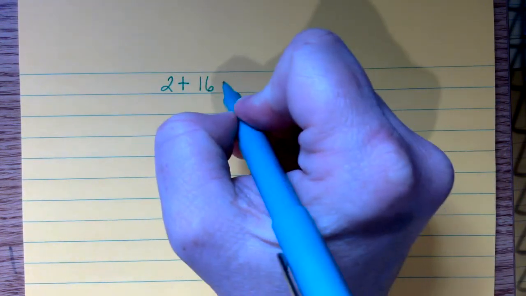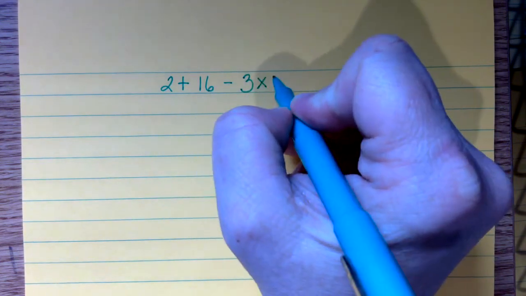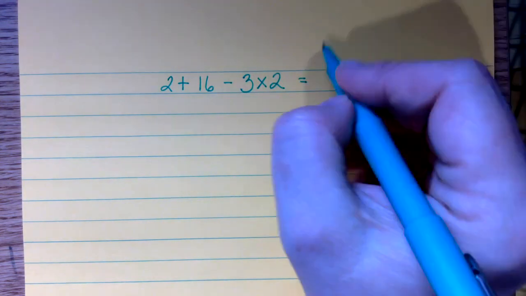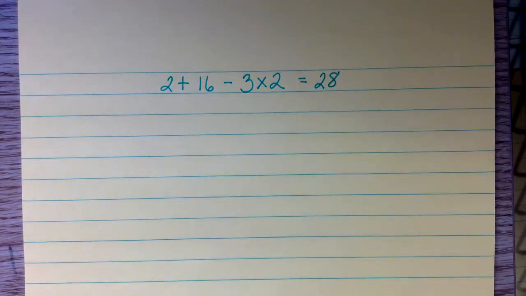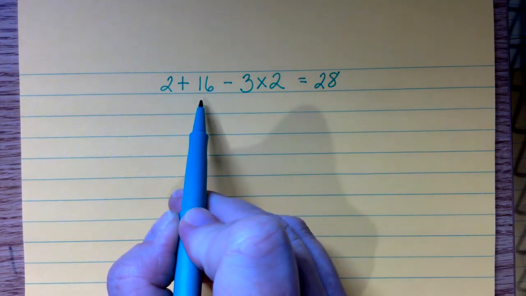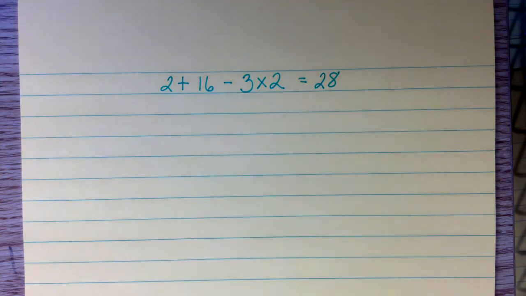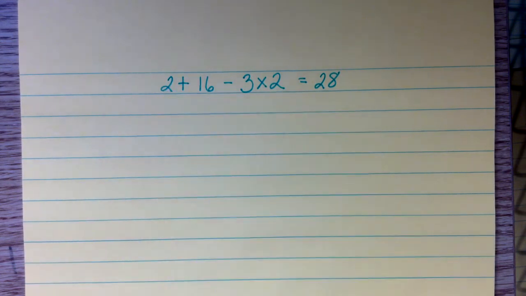16 minus 3 times 2 equals 28. This is one of those where you kind of have to do a little bit of educated guessing. I know that if I do 2 plus 16, that's going to be 18, and if I take away 3, that's going to be 15, and I know 15 times 2 is 30. So I know that I'm not going to just do it in order.